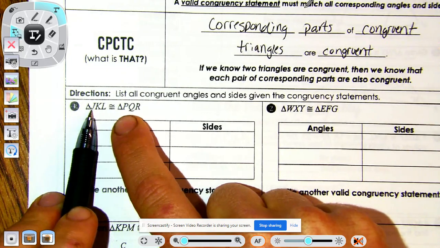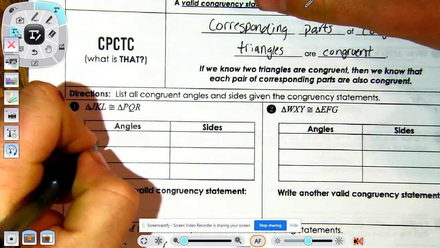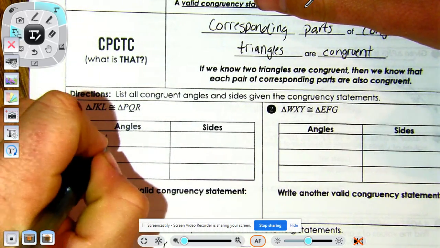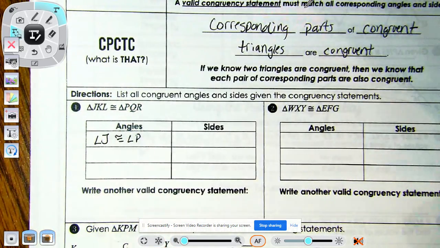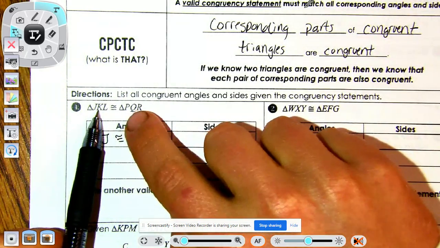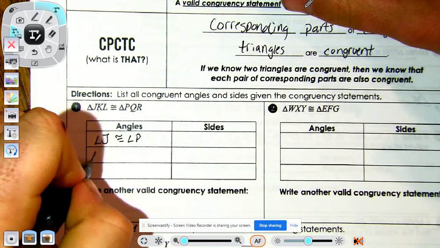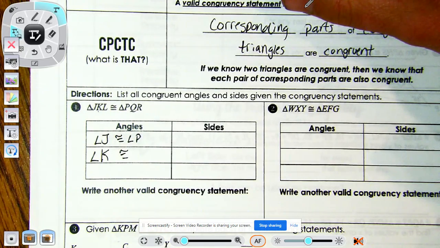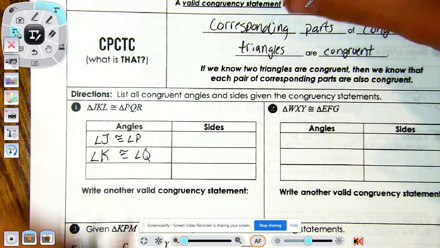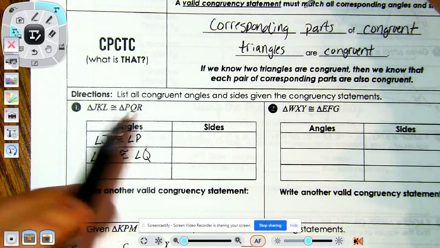J and P were both the first letters listed here. That is a pair of congruent angles. So angle J is congruent to angle P. Over here on the next one, K and Q. Second one listed in that congruency statement. That is a pair of congruent angles. And last but not least, angle L and angle R.